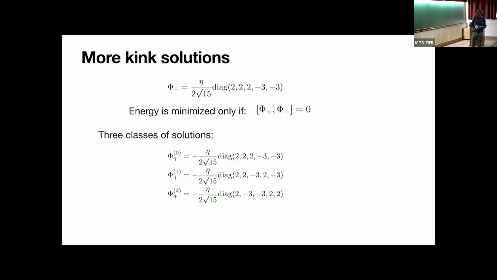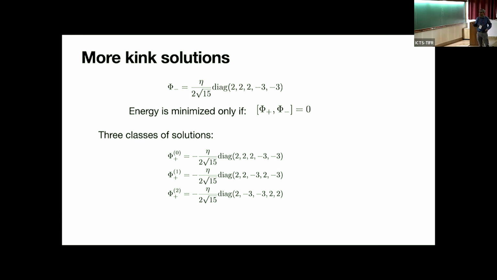But life is not so simple. Let's say I choose phi minus to be this particular value. What you can show is that if you choose this on the left-hand side, then on the right-hand side, this phi plus minimizes the energy only if phi plus commutes with phi minus. I won't go into the details of the proof of this, but you have to choose boundary conditions that actually commute with each other.